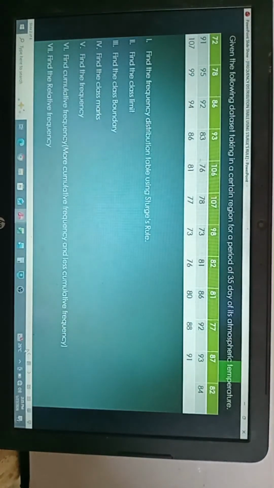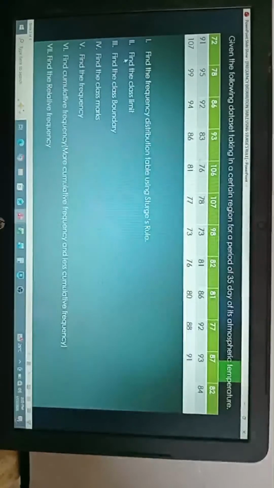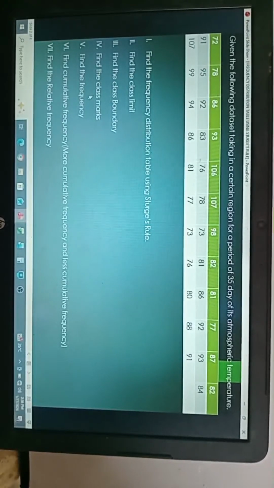Given the following data set taken in a region for a period of 35 days of its atmospheric temperature, that is, the atmospheric temperature of a certain region was taken for a period of 35 days. Counting all these data, they are all 35 in number. Now we are told to make a frequency distribution table using the Sturge rule, and we have to find the class limit, the class boundary, the class mark, which is the midmark, and we have to determine the frequency, then cumulative frequency.